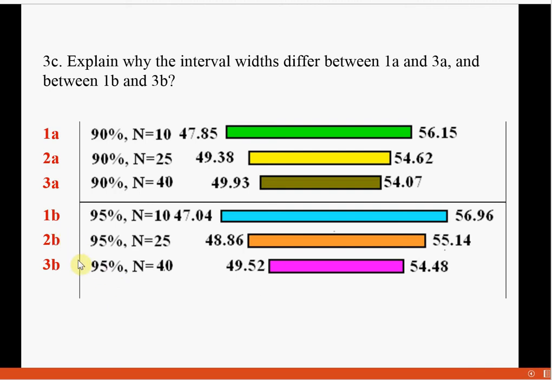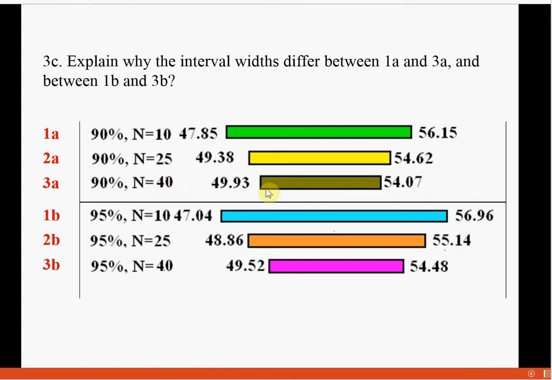3C, explain why the interval width differ between 1A and 3A and between 1B and 3B. So in this graph, I actually put in the intervals from 1A, 2A, 3A, and 1B, 2B, and 3B all here to make the comparison very clear. 1A, we use here 90% confidence interval. 2A is 90% confidence interval. 3A is also 90% confidence interval.